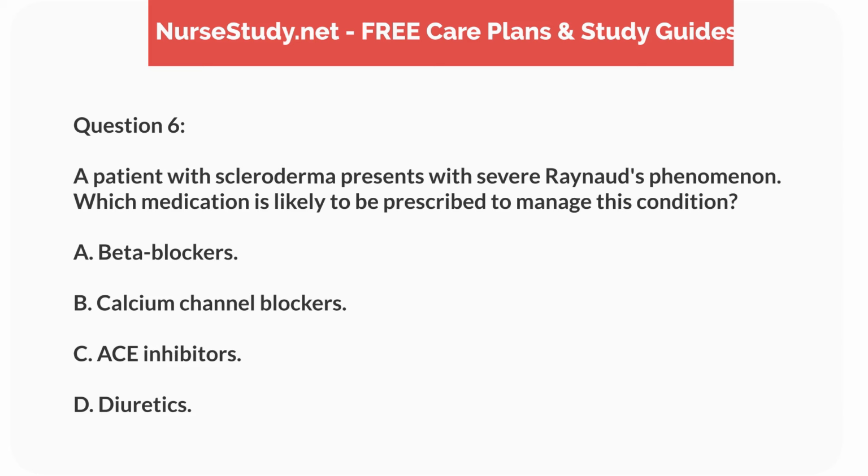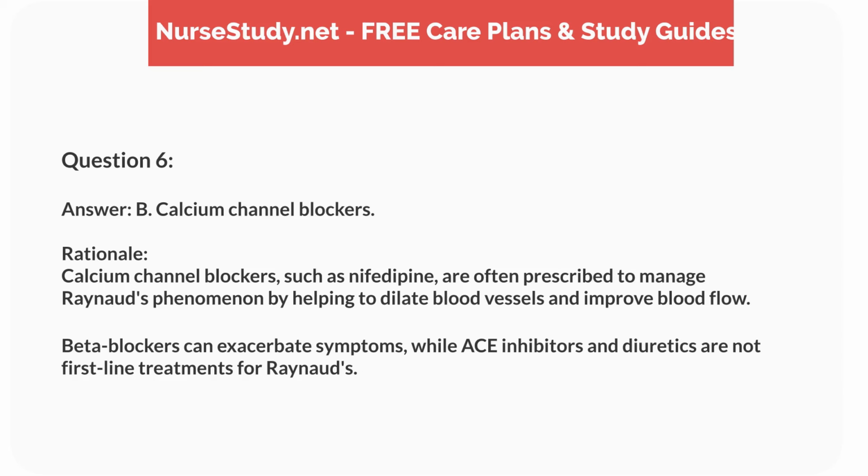Question 6. A patient with scleroderma presents with severe Raynaud's phenomenon. Which medication is likely to be prescribed to manage this condition? A. Beta blockers. B. Calcium channel blockers. C. ACE inhibitors. D. Diuretics.